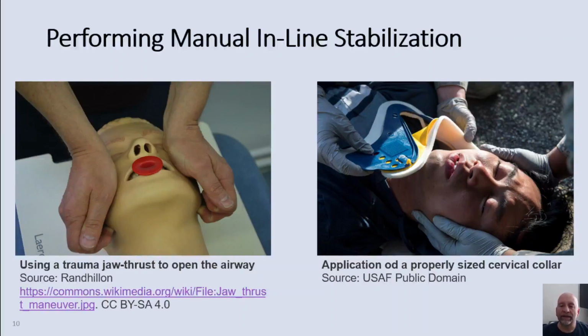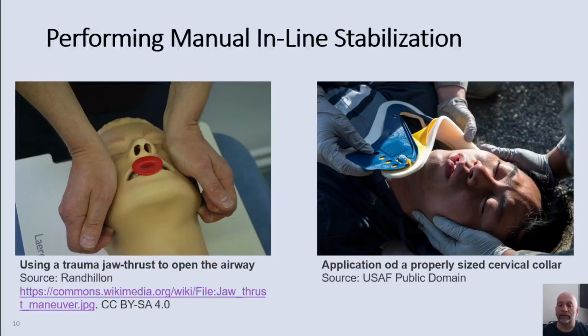If airway management is needed, a trauma jaw thrust, as seen in the image on the left, is the best way to open an airway. If ventilatory support is needed, the rescuer at the head will maintain spinal stabilization while providing a trauma jaw thrust and securing the BVM mask to the face. A second rescuer will need to squeeze the bag portion of the BVM to provide ventilations.